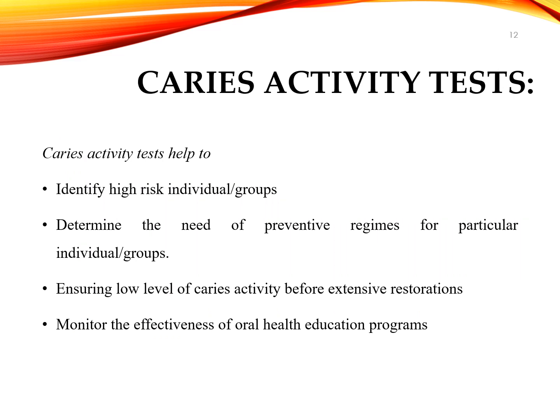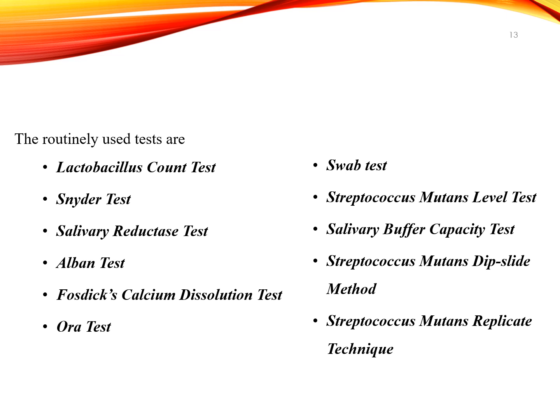Next, coming to the next system, that is the caries activity test, which helps to identify high risk individual groups and the need for preventive regimens for a particular individual. It helps to ensure a low level of caries activity before any extensive restoration, and it helps to monitor the effectiveness of oral health programs. So the commonly used tests are the lactobacillus count test, Snyder's salivary reductase test, Alban's test, ORA test, and Fosdick calcium dissolution test.